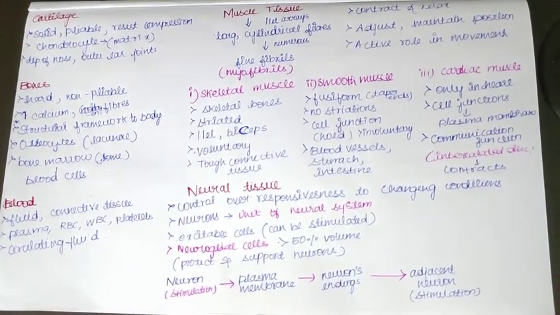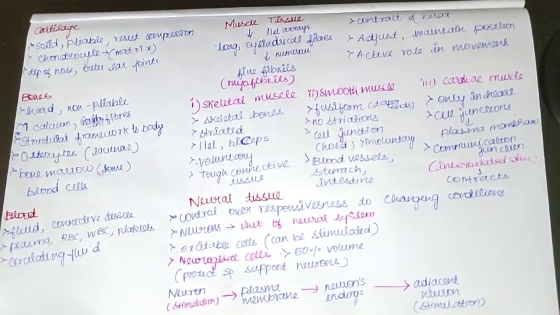So with this we have completed the types of tissue. Only case studies such as cockroaches are left. Apart from that, all the general details of the structural organization of animals are done. Thank you.